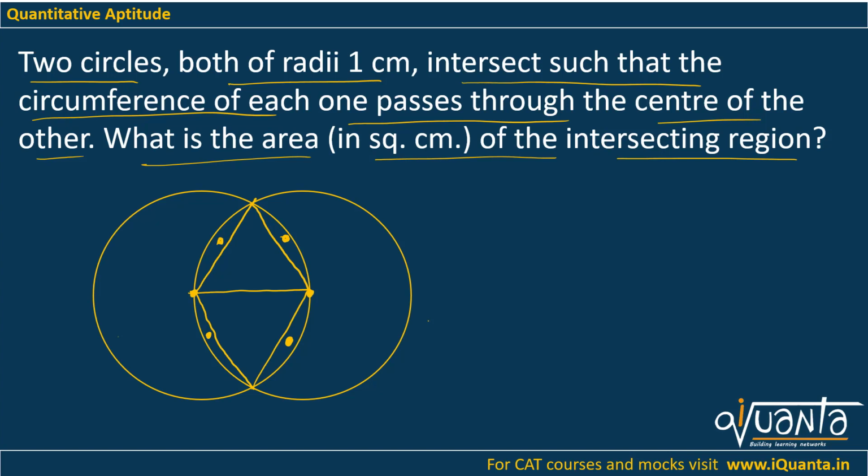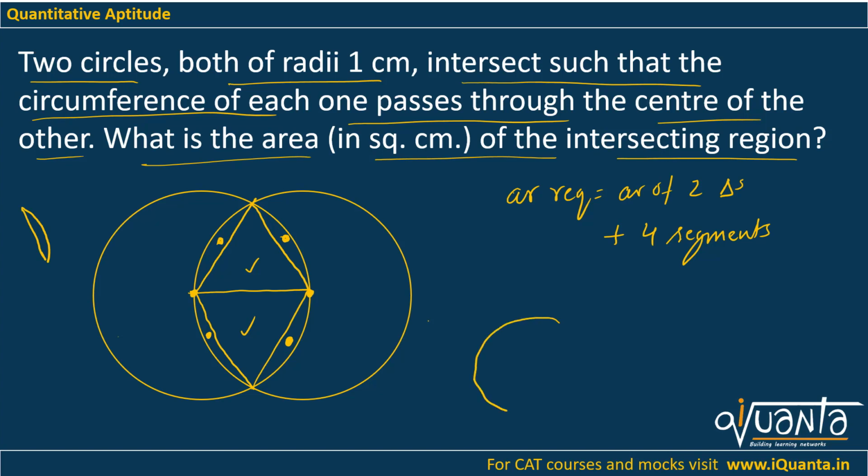So now I have four regions which are identical. I have marked them by dots, and I have two triangles over here. So I can write the area required equal to the area of two triangles, and these two triangles are identical. Why? I'll tell you. Plus the area of these four segments. These regions that look like this are called segments.